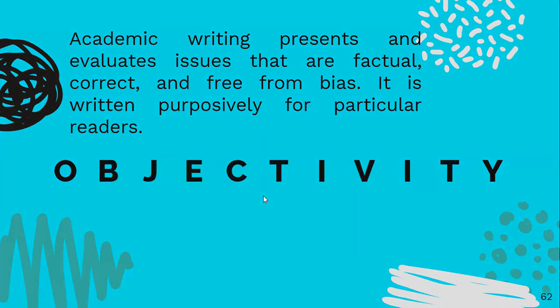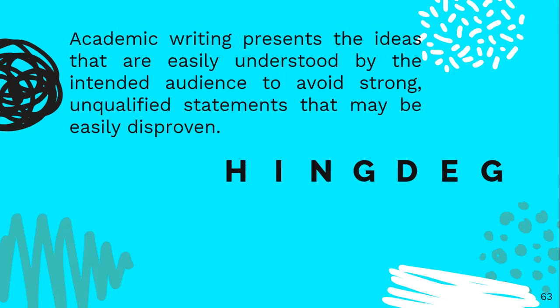So the answer is actually objectivity. Next, what feature of academic writing refers to the presentation of ideas that are easily understood by the intended audience? And then you avoid strong and unqualified statements. So you don't use extreme words here that may be easily disproven. Paula, Sarah, Joanna, Kleinette, others please.